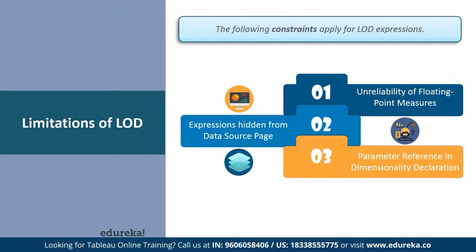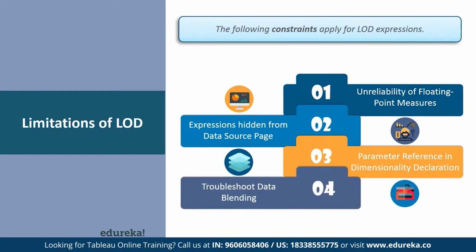So if you do not know the parameter name, then you're going to face a problem with dimensionality declaration. And finally, with data blending, the linking field from the primary data source must be in view before you can use a level of detail expression from the secondary data source. In addition, some data sources have complexity limits, and Tableau will not disable calculations for these databases. But query errors are a possibility if calculations become too complex.